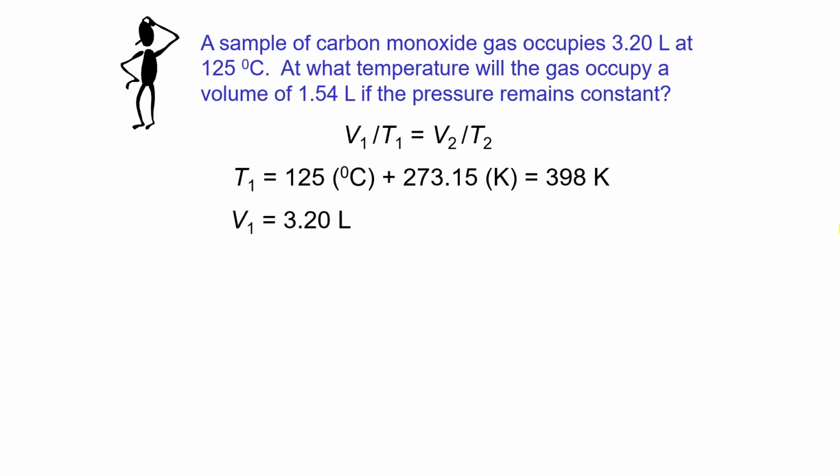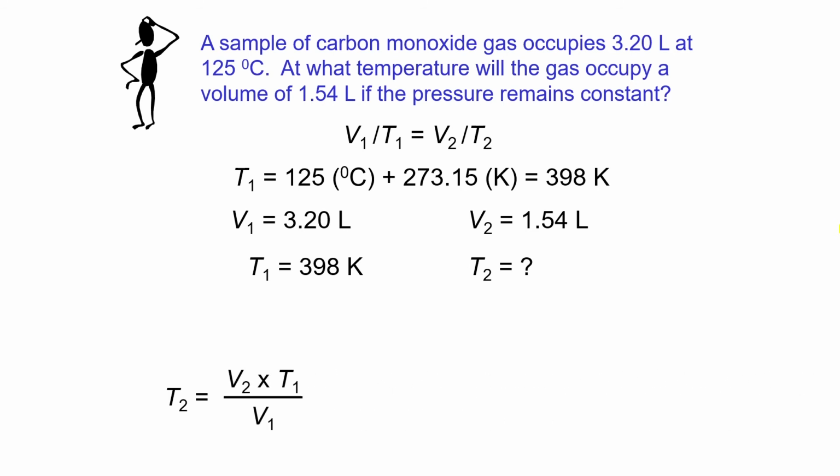Now it's a matter of deciding who is V1 and who is V2. Well, V1 is 3.20 liters. T1 is 398 Kelvin. V2, the final volume, is 1.54 liters. And T2, our final temperature, is our unknown. Once more, let's rearrange Charles's law to solve for T2. Be careful when you move these variables around. We sometimes get lost when we're doing fractions. T2 will be V2 times T1 divided by V1.